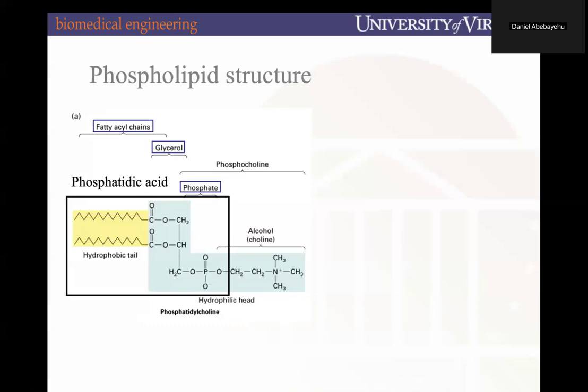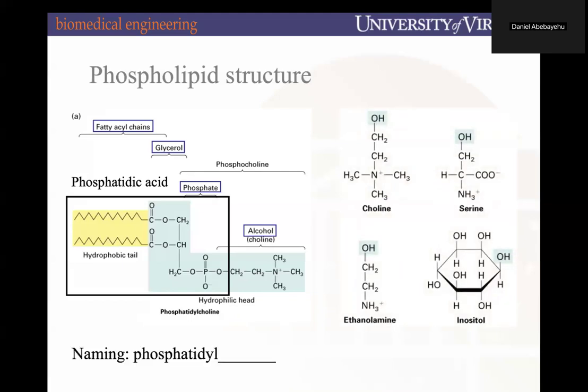What makes each phospholipid specific is the alcohol group. You can think of it similarly to the side group with amino acids. In this case, the alcohol group is a choline. So we refer to this phospholipid as phosphatidylcholine.